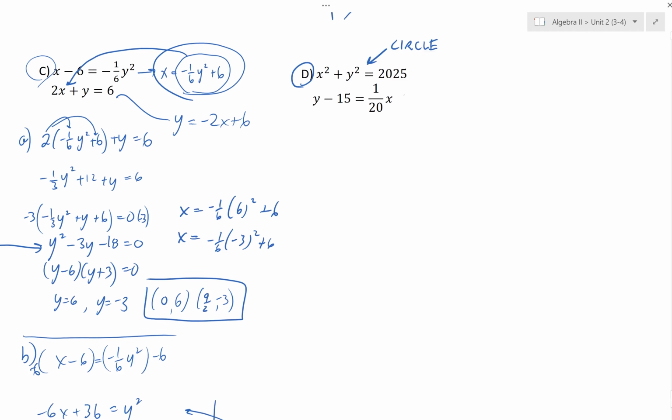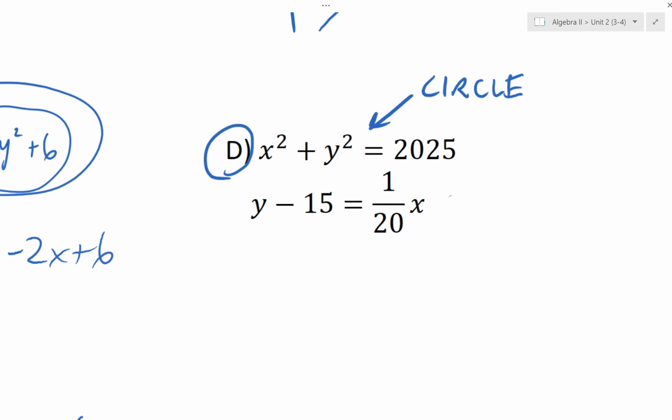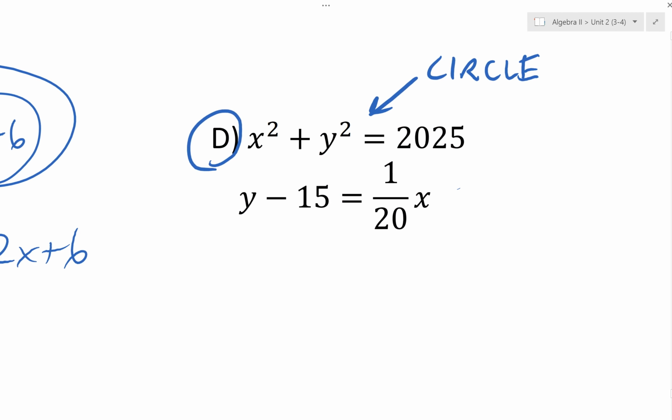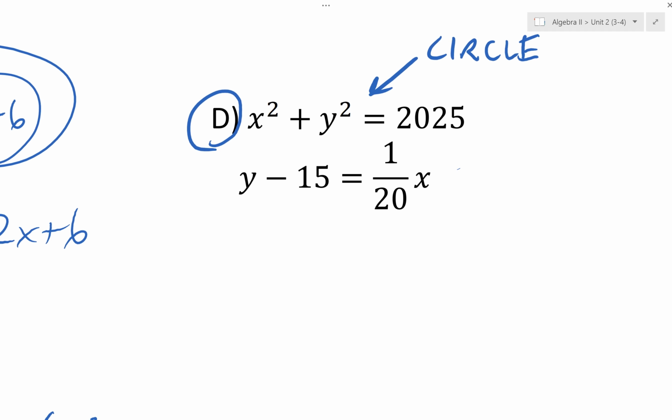And then let's go ahead and try problem D. See if you can solve that one algebraically.